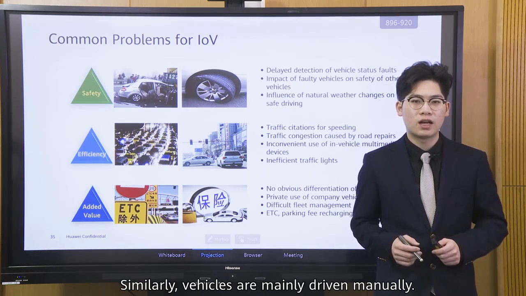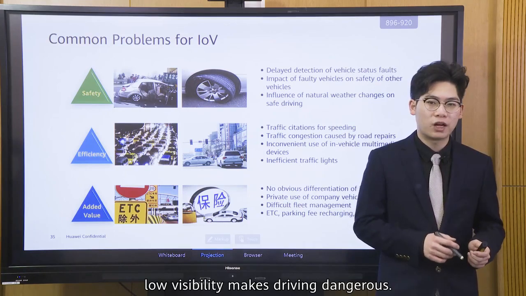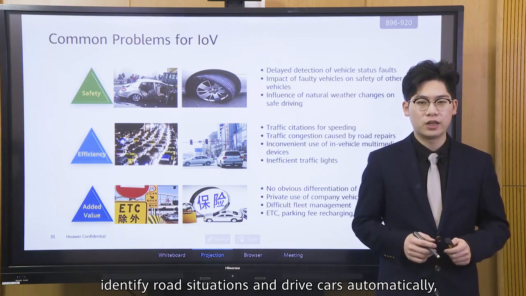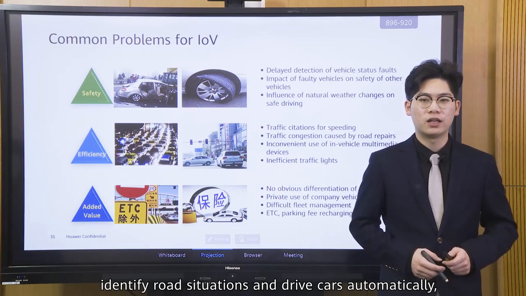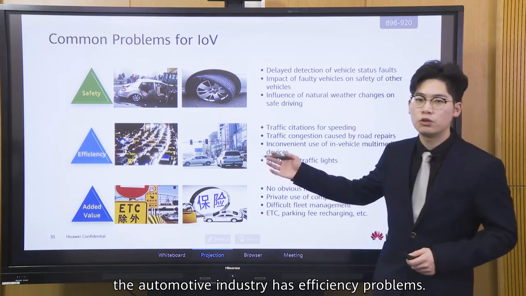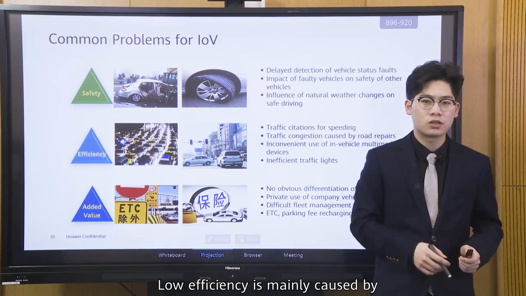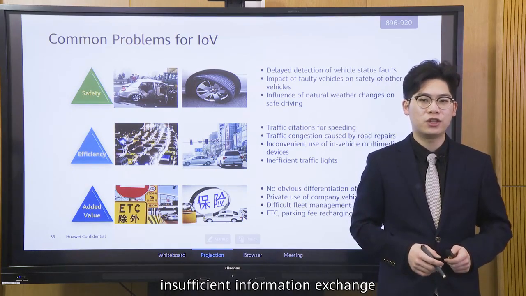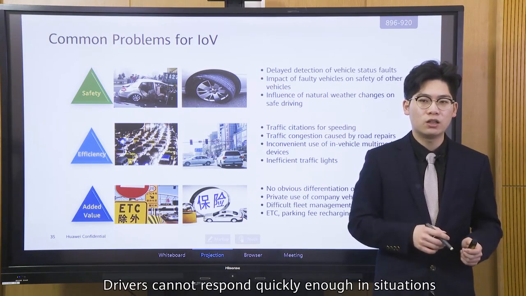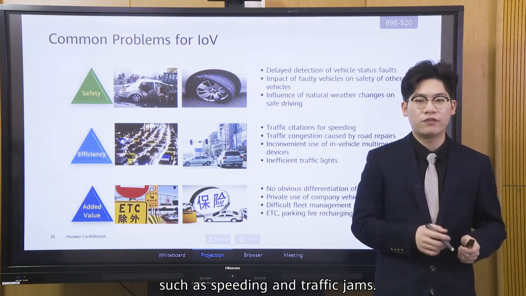Similarly, vehicles are mainly driven manually. In foggy weather, low visibility makes driving dangerous. If a technology can help the drivers identify road situations and drive cars automatically, driving experience will be greatly improved. Second, the automotive industry has efficiency problems. Low efficiency is mainly caused by insufficient information exchange between vehicles and their surrounding environments. Drivers cannot respond quickly enough in situations such as speeding and traffic jams.